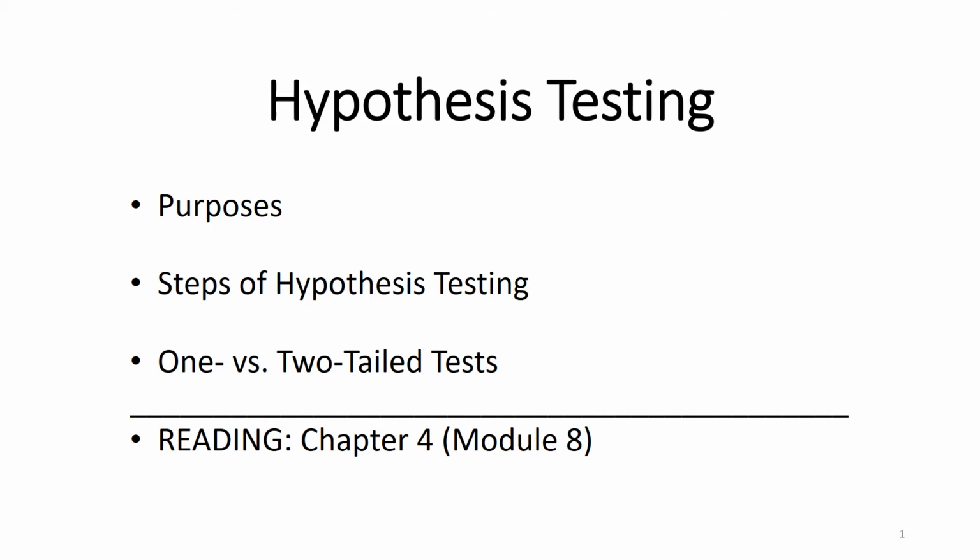So in this particular lecture, we're going to go over the purposes of hypothesis testing. Then we're going to walk through each of the steps of hypothesis testing and then wrap up talking about the difference between one versus two-tailed tests. The reading for this particular lecture is Chapter 4, Module 8 of the 4th edition of our textbook.